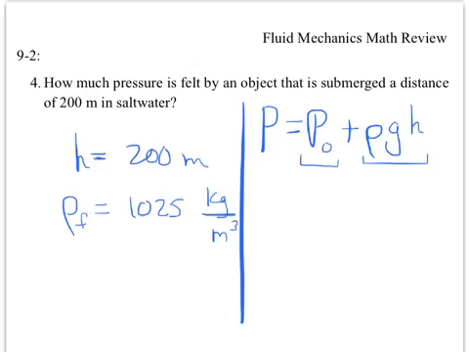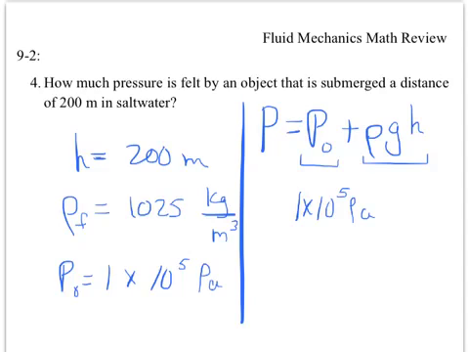Now, P0 is always the same. I gave you that number. 1 times 10 to the 5 Pascals. That's also known as 1 atmosphere, and it's the pressure of the atmosphere on top.